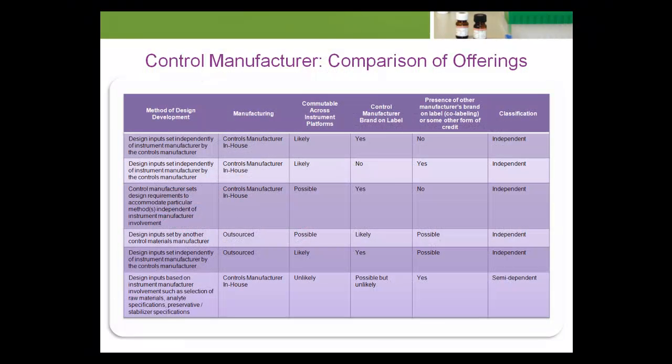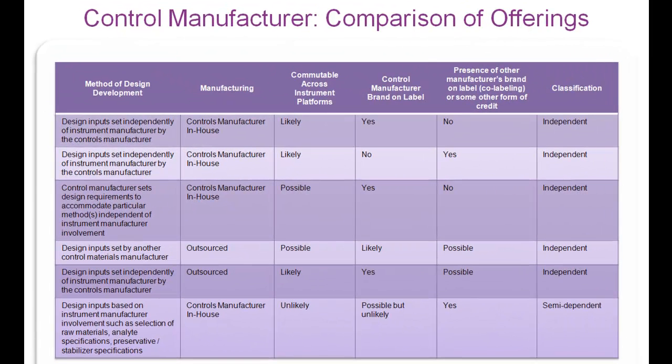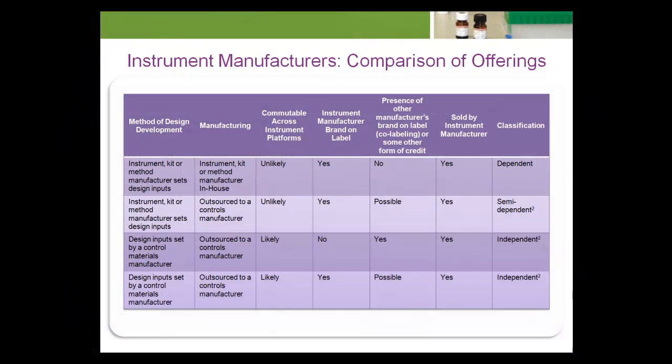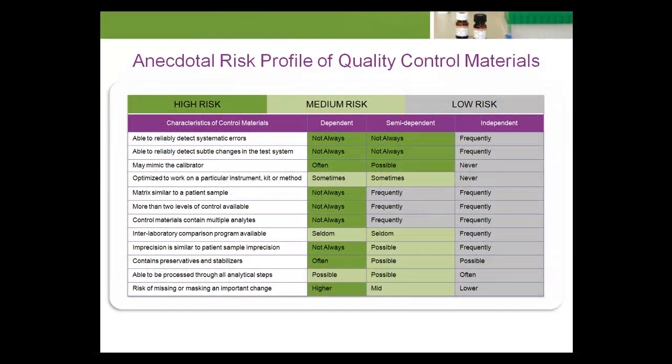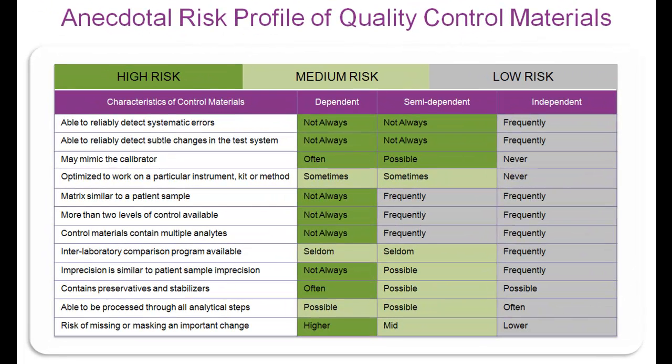The following are 3 tables that allow you to make some comparisons. We recommend that you pause the video to review the content. This chart compares the offerings of control manufacturers. This chart compares the offerings of instrument manufacturers. Here you can see the anecdotal risk profile of quality control materials. The chart denotes high, medium, and low risk for each characteristic.